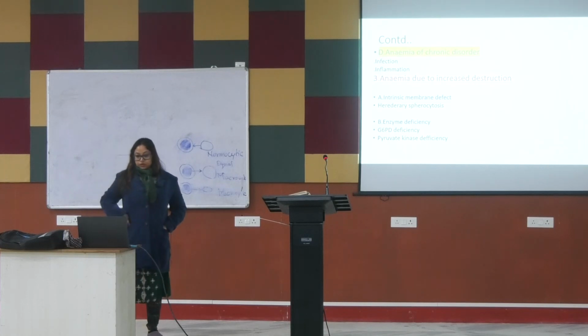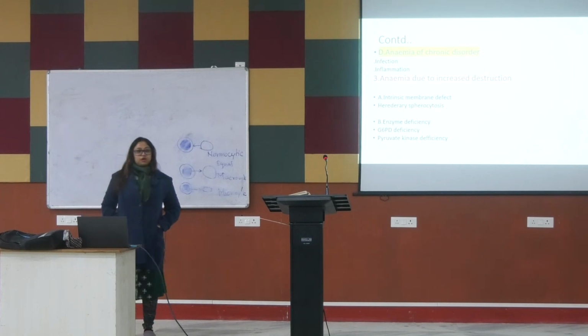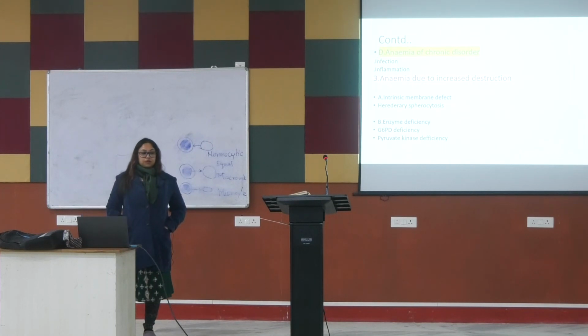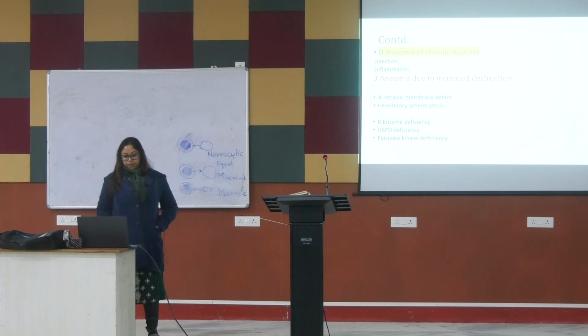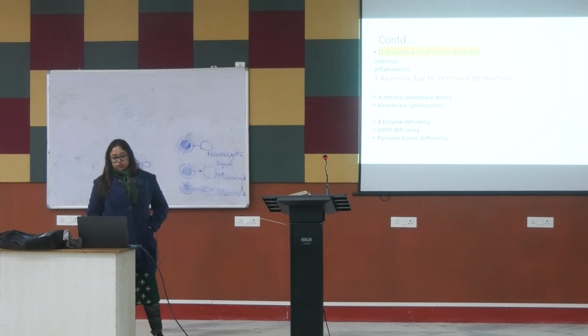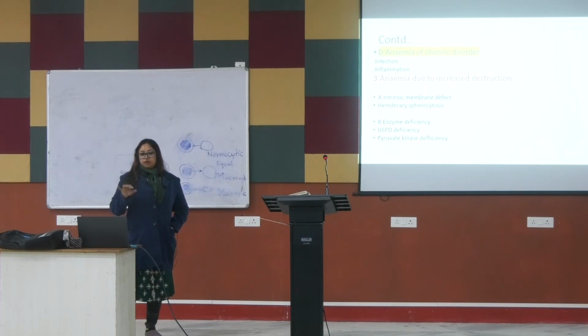Okay. We are coming to the third point, that is anemia due to increased destruction. RBC production is good, but there is increased destruction. RBC is produced, but destruction is more than the production. That's why there is deficiency, causing anemia. There are also some sub-classifications, that is intrinsic membrane defect. The cause of destruction lies in the membrane.